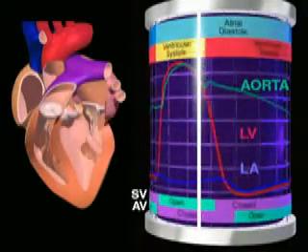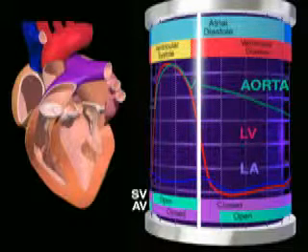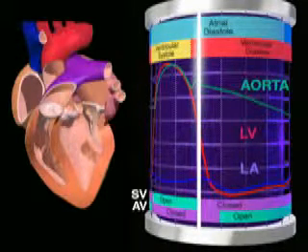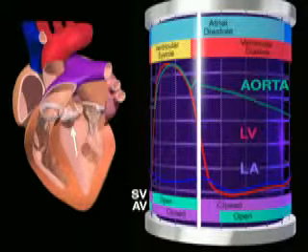Ventricular pressure continues to increase until it exceeds the blood pressure in the aorta. At this point, the aortic semilunar valve is forced open and blood flows into the aorta.